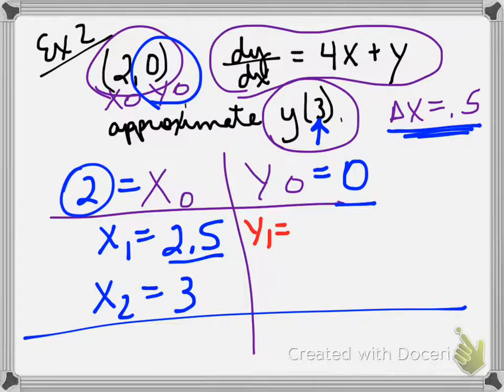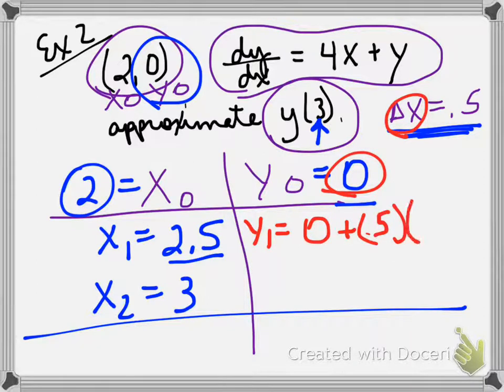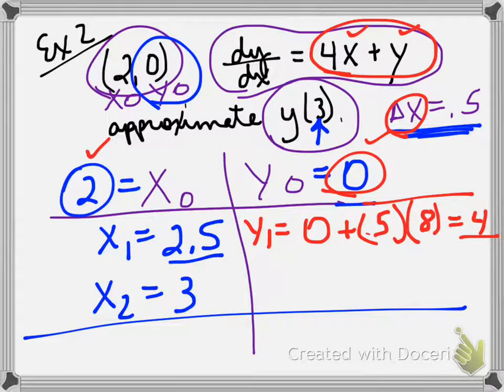So y sub 1 is going to be the previous y value, which was 0, plus the delta x, which is 0.5, times the previous slope. So our slope formula is 4x plus y. So we have 2 and 0 are our previous values. So if we do 4 times 2 plus 0, we get 8. So 4 times 2 is 8, plus 0 is 8. So we have basically 0 plus half of 8, which is 4. So y sub 1 is 4.